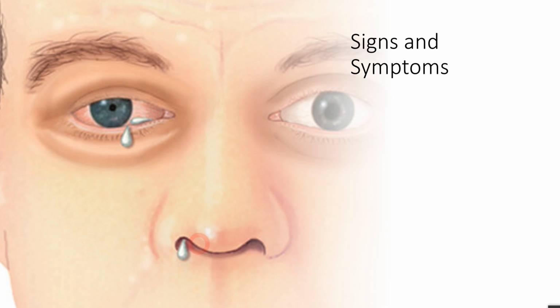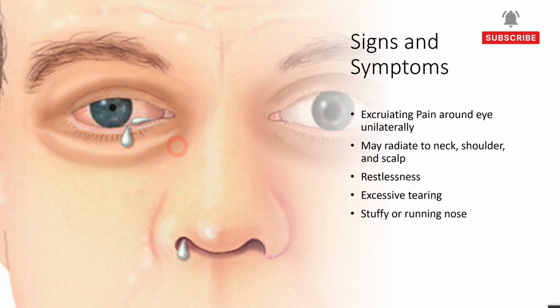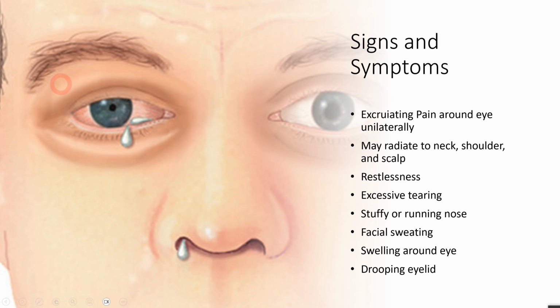Now, if we talk about the signs and symptoms of cluster headache, firstly, the patient has excruciating pain around their eye unilaterally, as you can see in this diagrammatic picture as well. Next, that pain may radiate to the neck and shoulder and scalp of the patient. The patient may experience restlessness and also excessive tearing in the eye where the pain is actually being experienced. Other than that, the patient may complain of stuffy and runny nose, facial sweating, swelling around one eye, and drooping of the eyelid. As you can see, the features are mainly associated with the affected side of the head, that is unilaterally only.